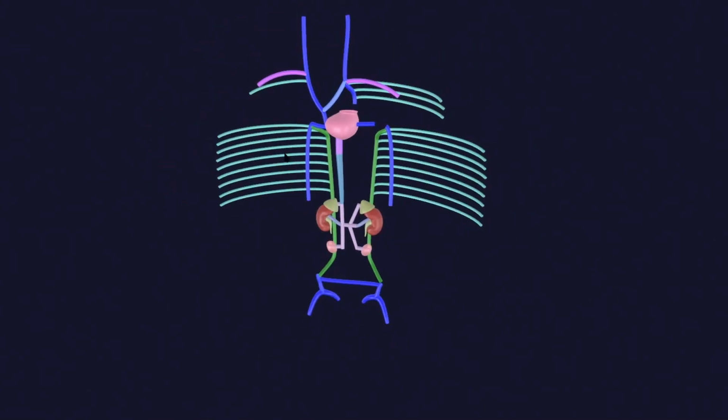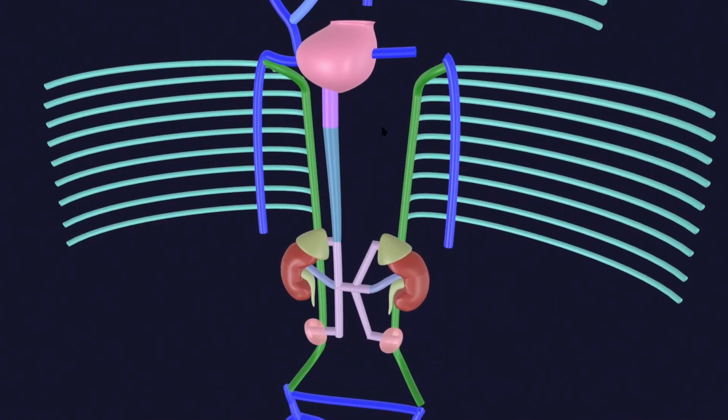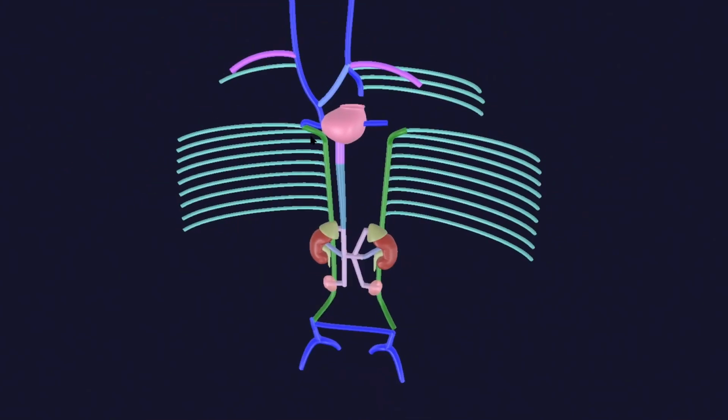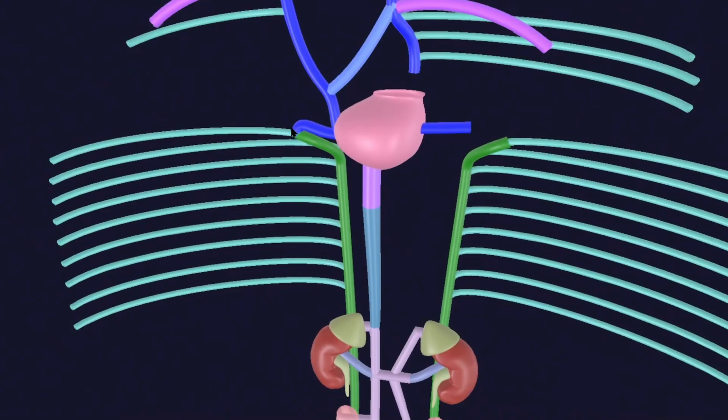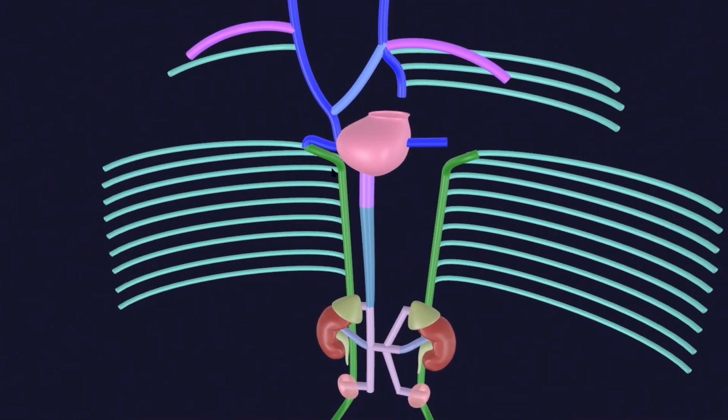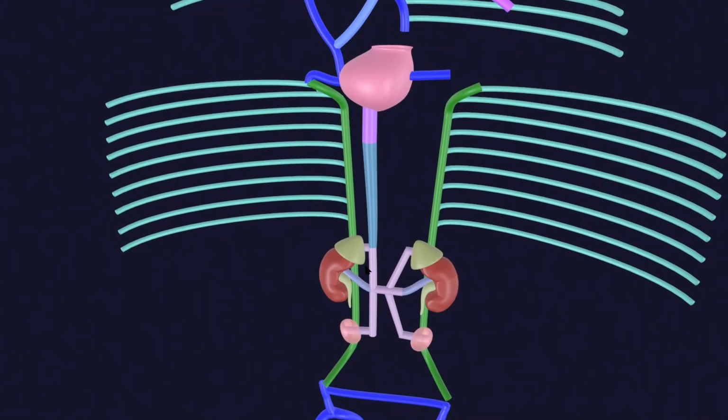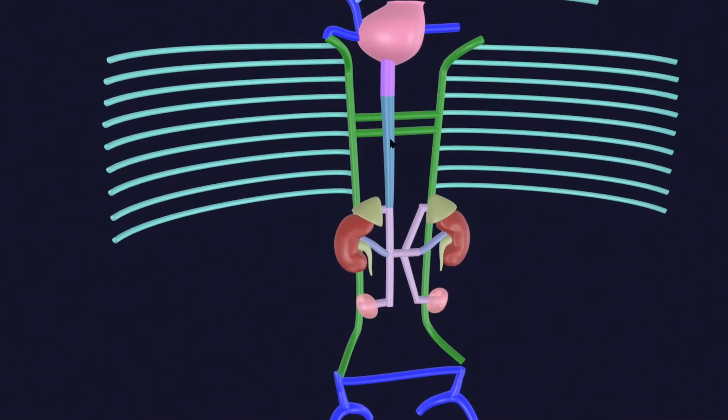And as it happens, the remaining part of the posterior cardinal vein is also destroyed. It can now rest in peace because its job has been taken up by the supracardinal and subcardinal veins. So most of it is destroyed. The only part that remains is on the right side, which will later form the root of the azygos vein that we will discuss later.